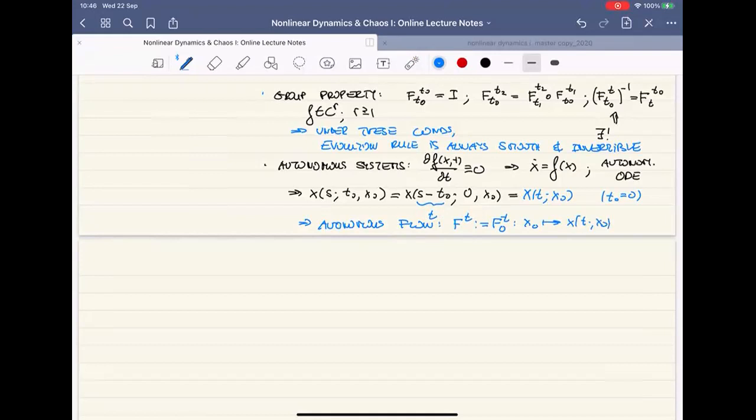You can always set the initial time to 0. Very importantly, you can't do this for a non-autonomous system, so people make that mistake all the time. The evolution will be different if you pick a different initial time, okay? You need to remember that.